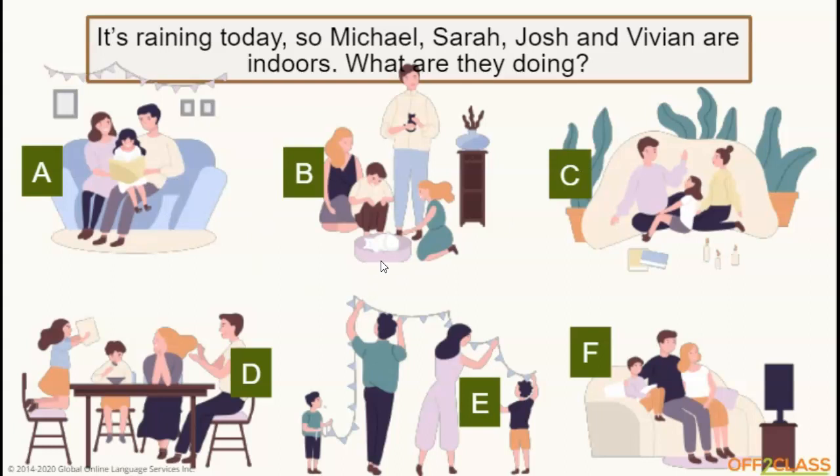We've got a cat here. This one looks like maybe they're camping in a tent outdoors. Is she doing homework? What is she doing? And these guys are decorating. They're putting up some decorations on the wall. These guys are definitely watching TV.